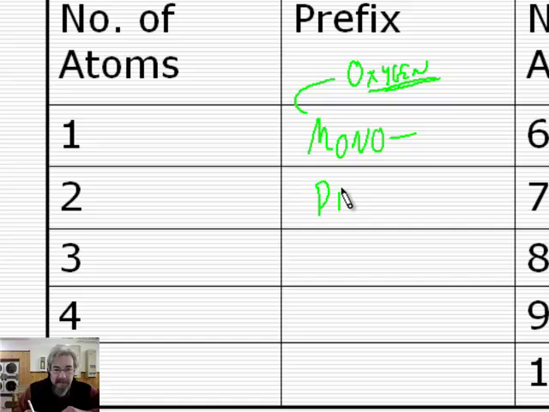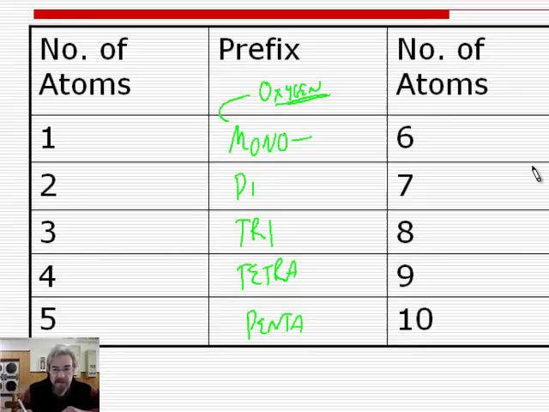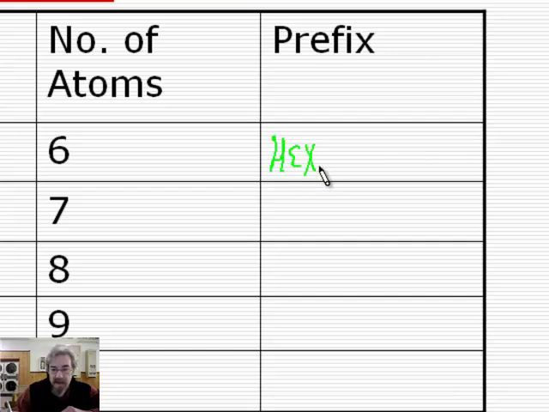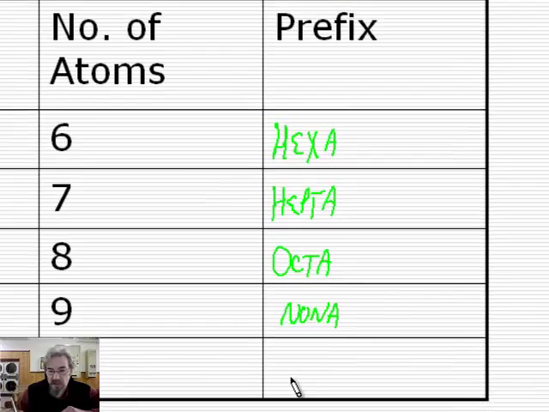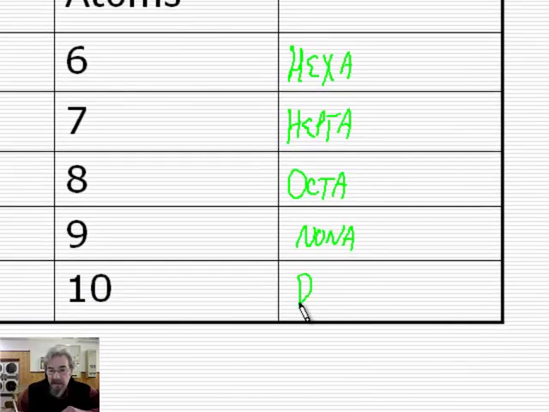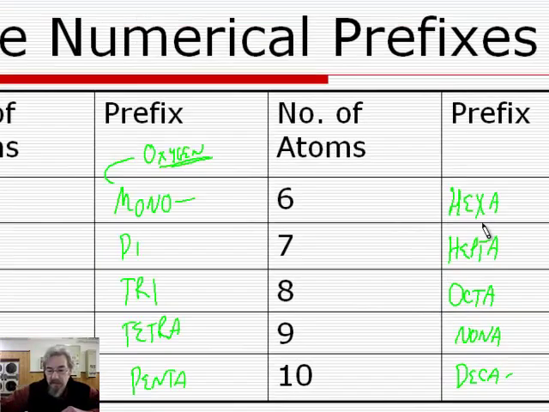2, di. 3, tri. 4, tetra. 5, penta. 6, hexa, like a hexagon. 7, hepta. 8, octa, like an octopus. 9, nona, or just gnome. And 10, deca, like a decade. So by placing these prefixes before the name of an element, we indicate how many of that element is in the compound. Okay, here are some examples.